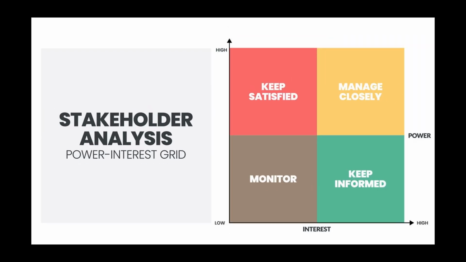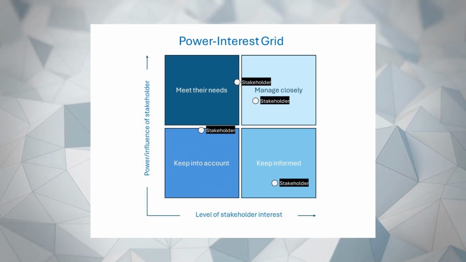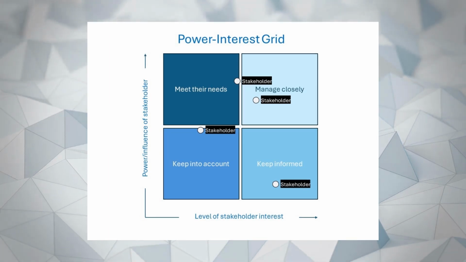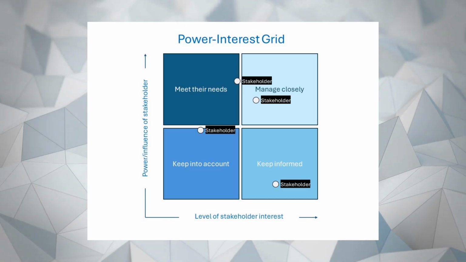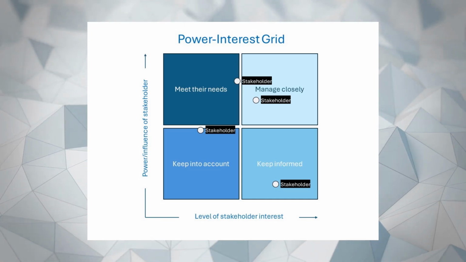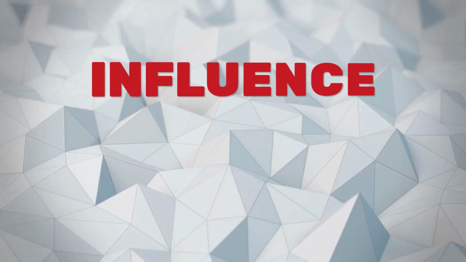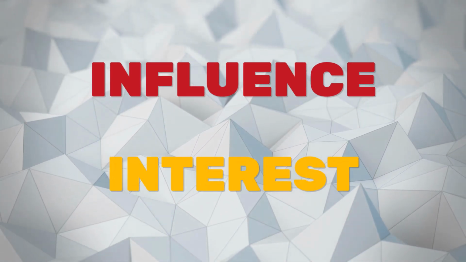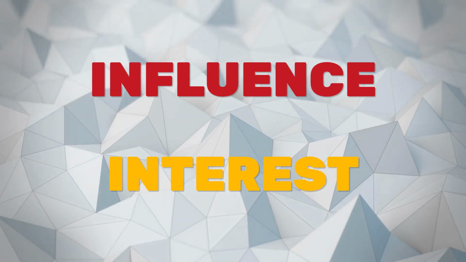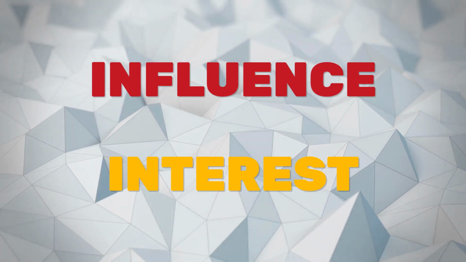So let's get started. First off, what is a stakeholder matrix? The stakeholder matrix is a strategic tool used to analyze your stakeholders based on two factors. Number one, their level of influence, and number two, their interest in your project. This helps you manage their expectations and engagement throughout the project's life cycle.